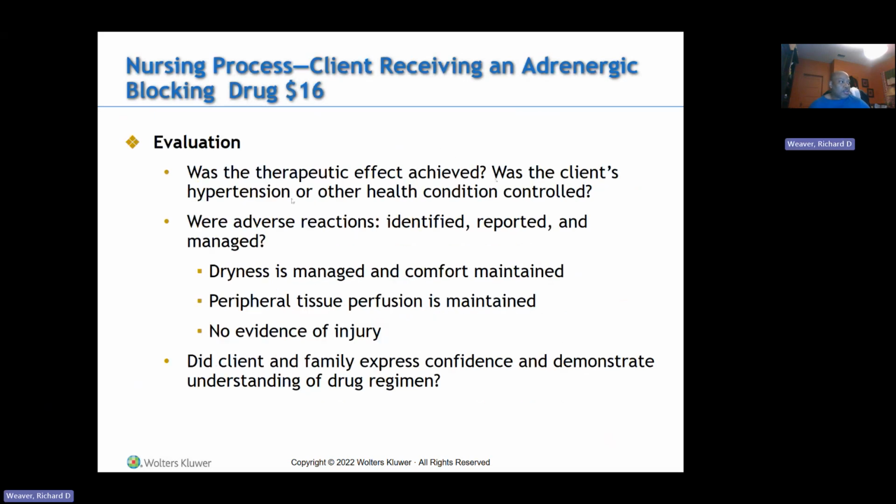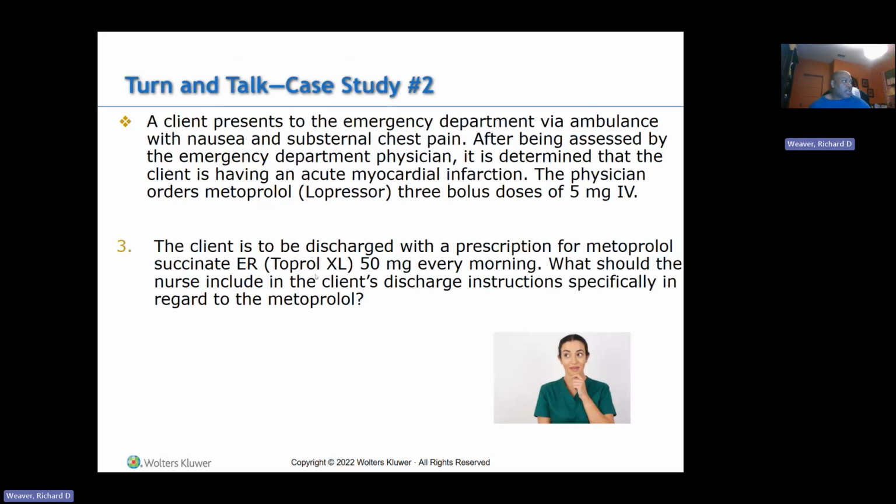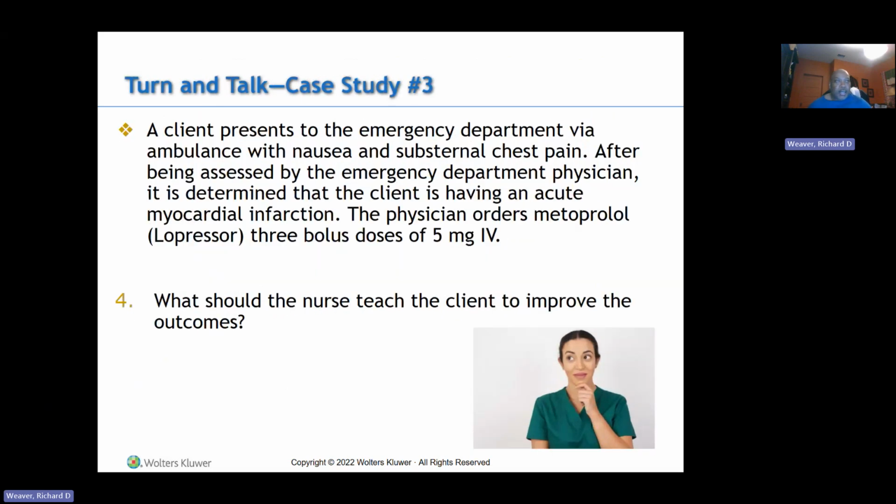So then we evaluate, of course. We evaluate the patient to see if we've turned things around. And I think, yep, that's it. That's it, folks.